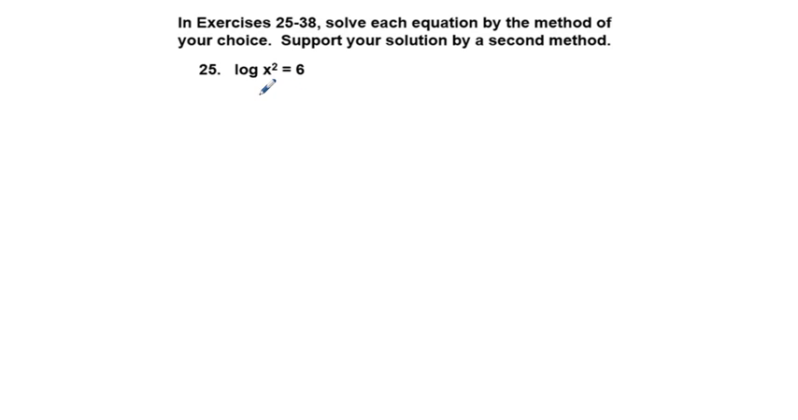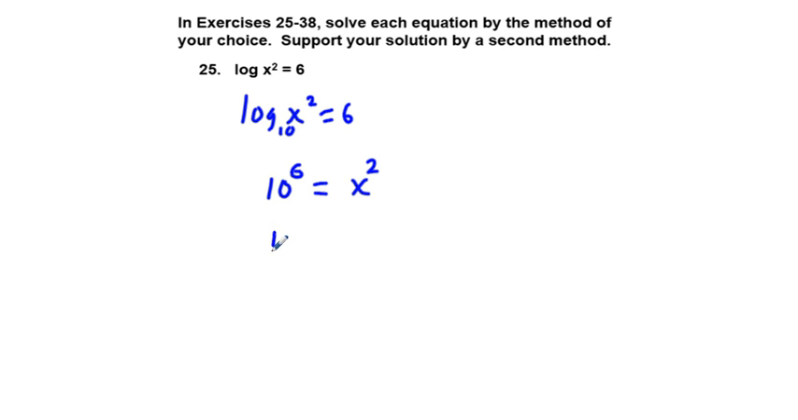In this case, problem 25, log, which means log base 10 of x squared is equal to 6. And so we're going to rewrite this equation as an exponential equation. The base of the logarithm, which is 10, becomes the base of the exponent. So 10 to the power of 6 is equal to x squared.